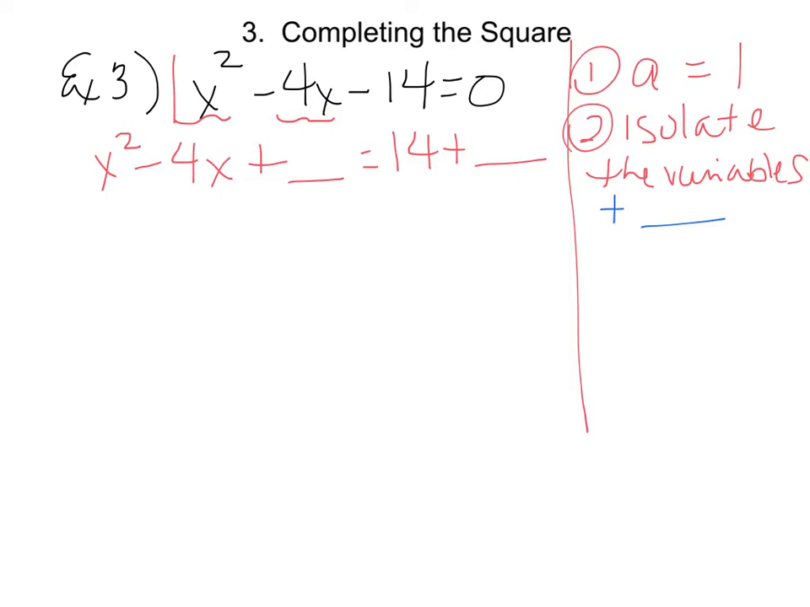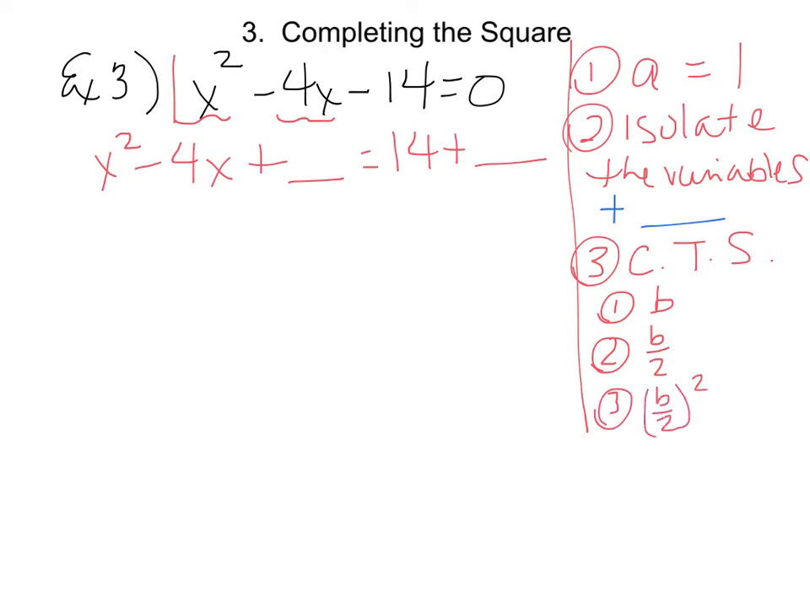And this third step is the kicker. This is your completing the square step. So with your completing the square step, the first thing that you want to figure out is your b value. Then you're going to take your b value, divide it by 2, and then take your b value that's divided by 2 and square it. When you divide that b value by 2, that value is what's going to go in your parentheses. When you square your divided by 2 situation there, that is what goes in your plus blanks.